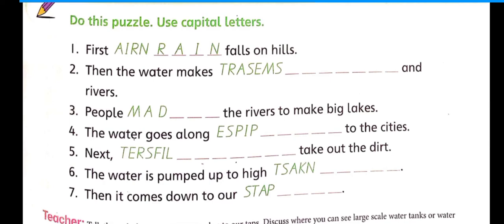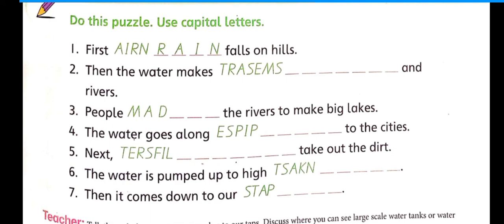S, T, R, E, A, M, S. Streams you will write down here. Again, I'm repeating: S, T, R, E, A, M, S. Streams and rivers.